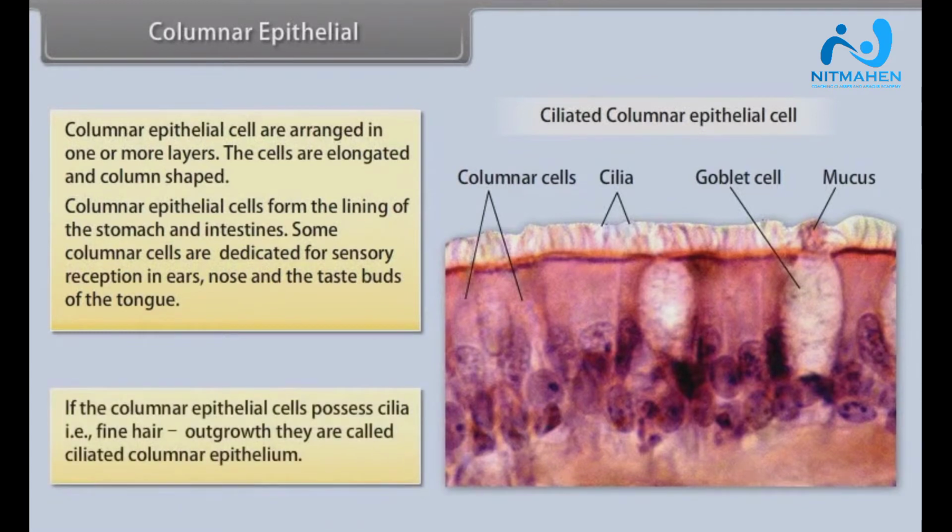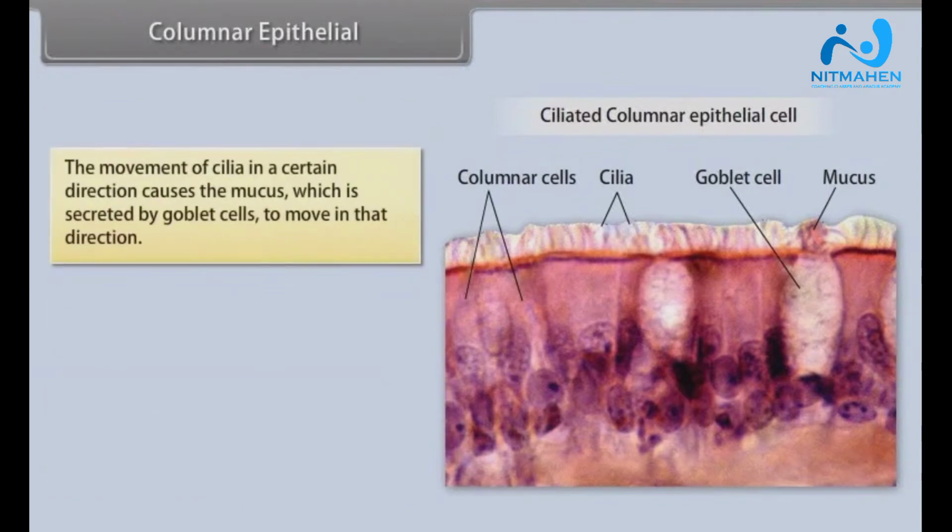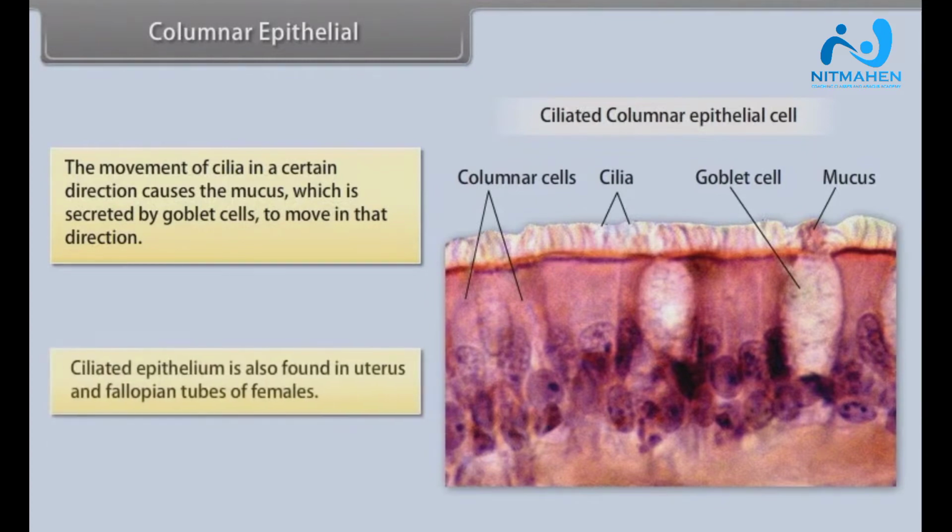If the columnar epithelial cells possess cilia, that is fine hair outgrowth, then they are called ciliated columnar epithelium. The movement of cilia in a certain direction causes the mucus, which is secreted by goblet cells, to move in that direction. Ciliated epithelium is also found in the uterus and fallopian tubes of females.